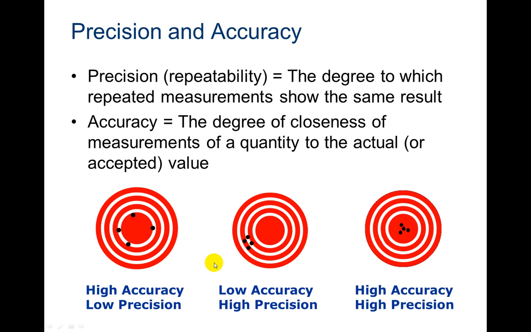something's going wrong. This is what we're shooting for, high accuracy and high precision. So it's right here on the bullseye, and it's clumped all together. So we have a high precision and a high accuracy.